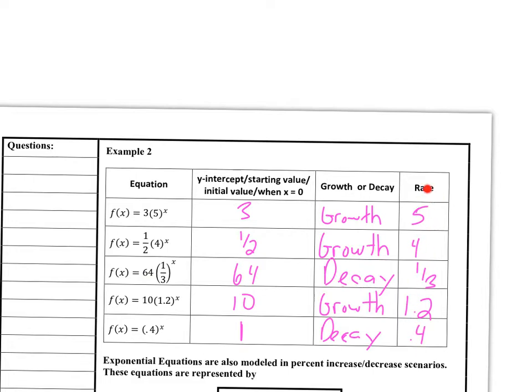So if the rate is greater than 1, we are going to have growth. And when the rate is between 0 and 1, so b less than 1 is what we use for the rate, this is decay. So anytime you have a fraction that is between 0 and 1, it's going to be decay. Keep going.